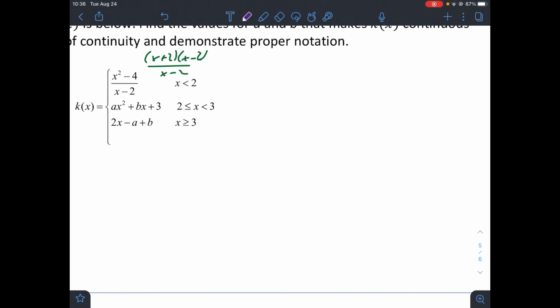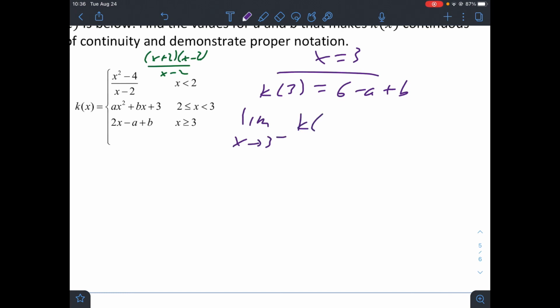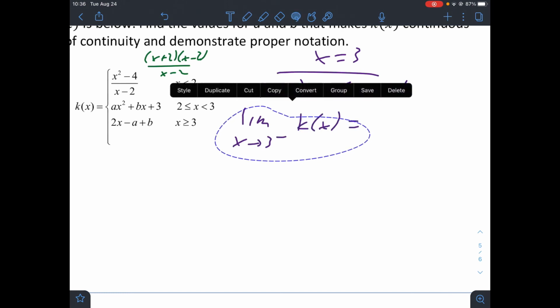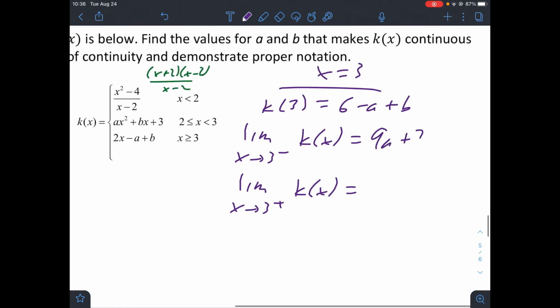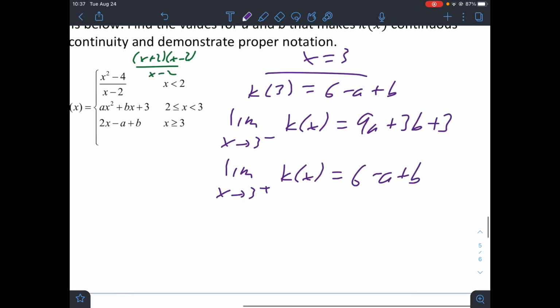Same thing here. So first we would do k of 3. And k of 3 goes here. So that would be 6 minus a plus b. And then we do the left-hand limit as x approaches 3. And of course the right-hand limit as x approaches 3. So the left-hand limit, we put 3 into here, and we get 9a plus 3b plus 3. The right-hand limit, we put 3 into here, and we already got that, is 6 minus a plus b. So in order for the function to be continuous here, we need the left-hand limit to equal the right-hand limit.